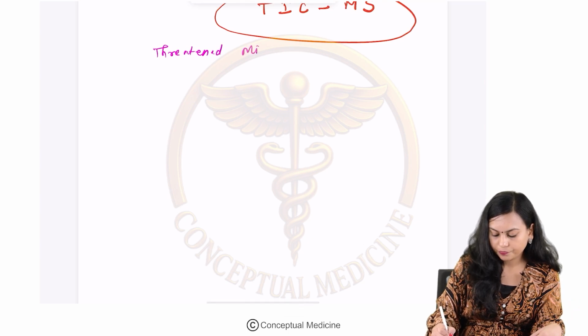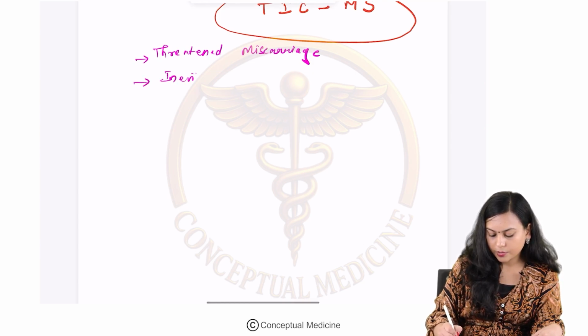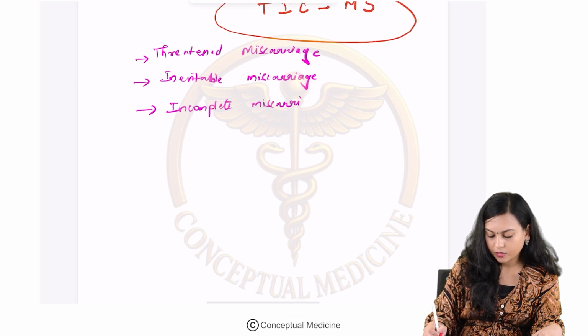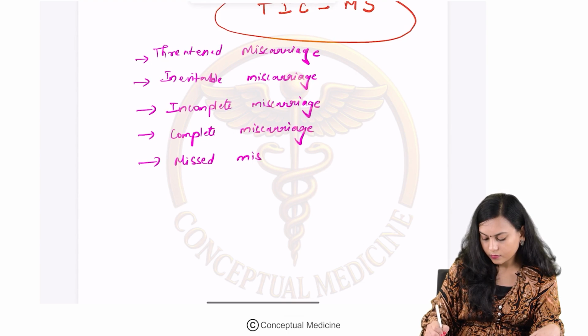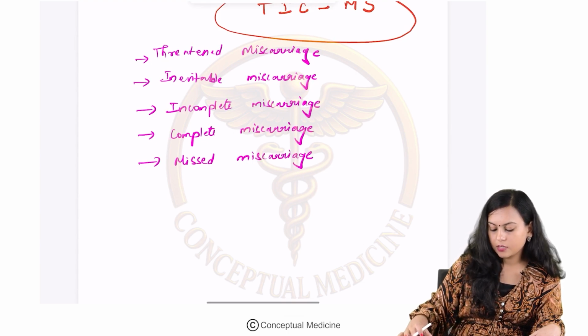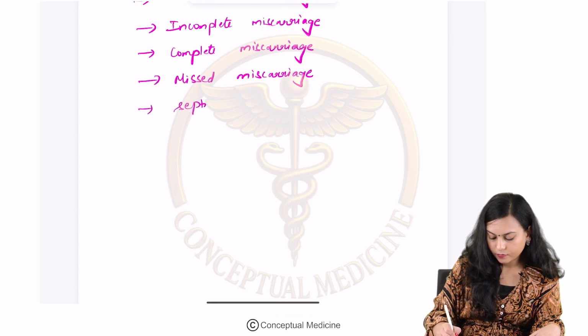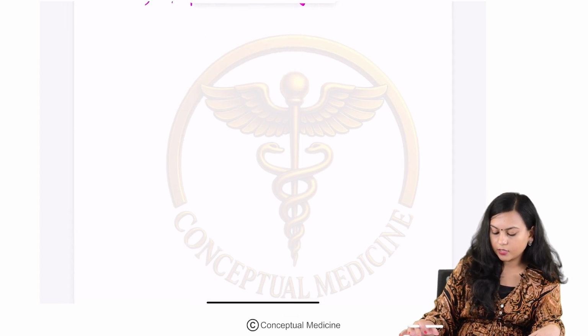Now we will first see the expansion of this. Threatened miscarriage, inevitable miscarriage, I is squared, so it is incomplete miscarriage, then complete miscarriage, then it can be missed miscarriage, and septic miscarriage. Clear? Yes. Now, we will learn one by one.